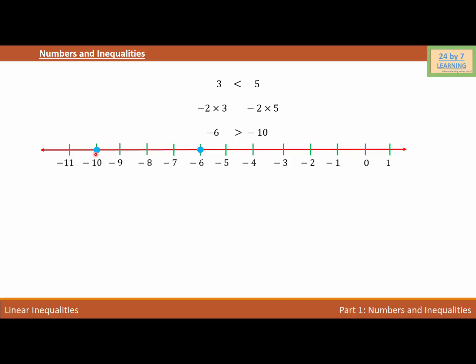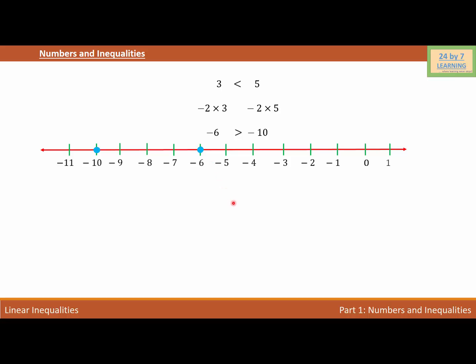Now, if you look at these 2 points on the number line, negative 10 is farther from the origin than negative 6. So basically, negative 6 is closer to the origin, which is 0, than negative 10. So negative 6 is greater than negative 10. And this is how we can understand the inequality using the number line.